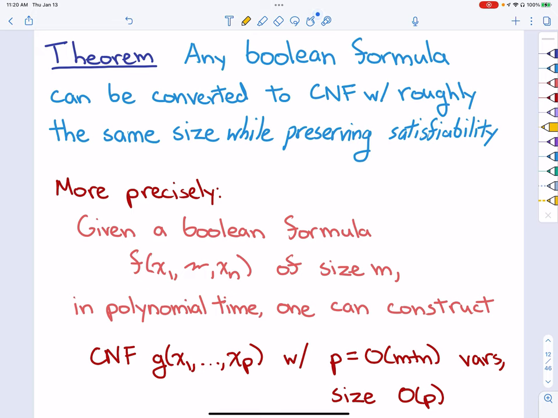Complete this sentence for me. If you can solve CNF formulas in polynomial time, then we can solve Boolean formulas also in polynomial time. I take the Boolean formula, I clean it up in polynomial time, and then I solve that CNF version.